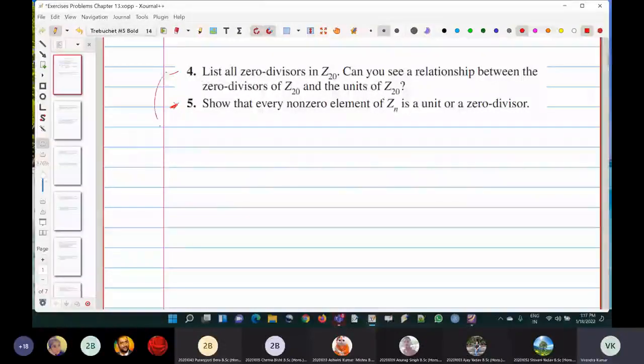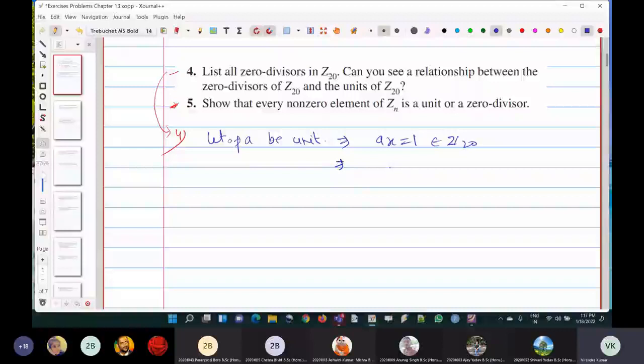Okay, so the hint will go like this for question number 4. What we need is to find the units and zero divisors. Let A be a unit. Of course, then it has an inverse and it should be non-zero. So this is non-zero and is a unit. Fine. So this implies that Ax equals 1, and this belongs to Z20.